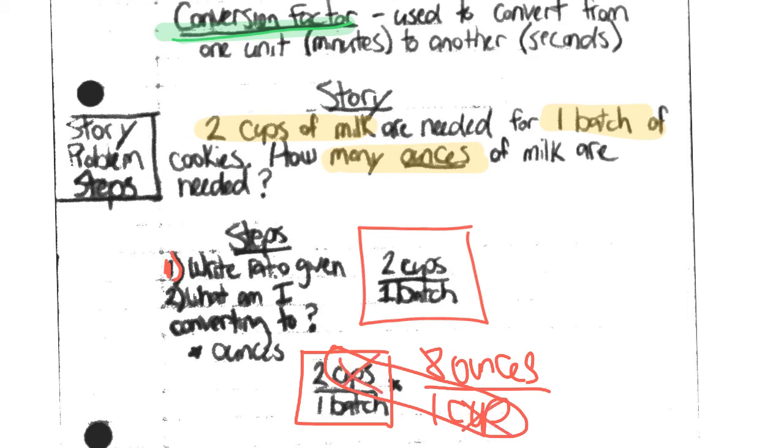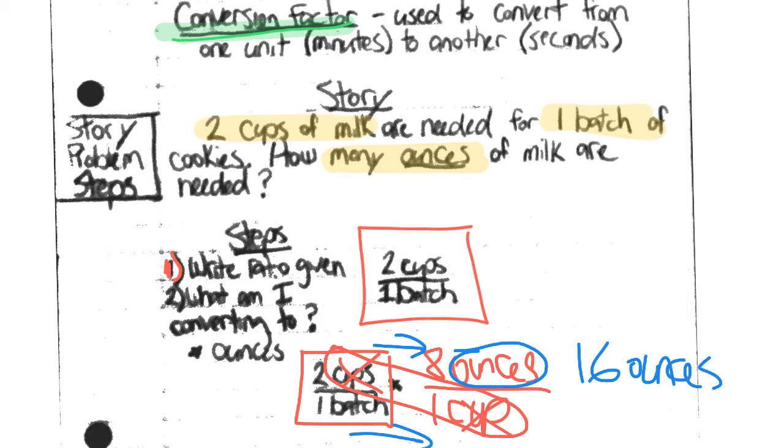So now when I'm multiplying this, you guys, it's just like when we multiplied fractions: we multiply straight across on the top and on the bottom. So I had 2 times 8 on the top, so now we have 16, and we still had ounces because we didn't cross that out, so 16 ounces. And then on the bottom, we did 1 batch times 1 cup, and we got rid of the cup, so now on the bottom, we have 1 batch.